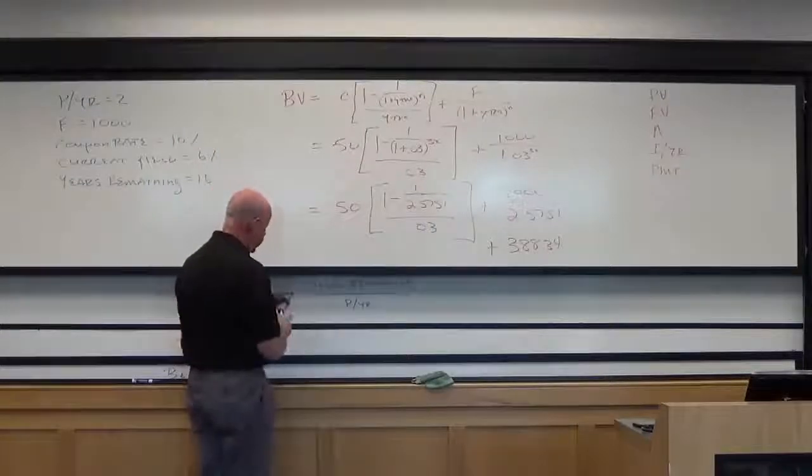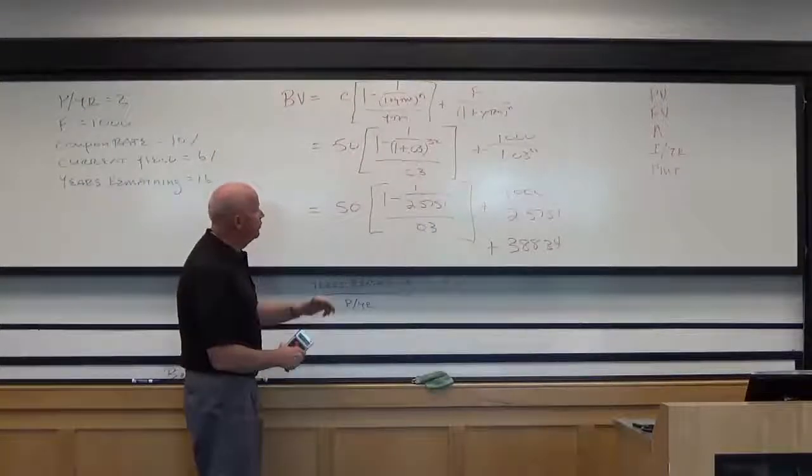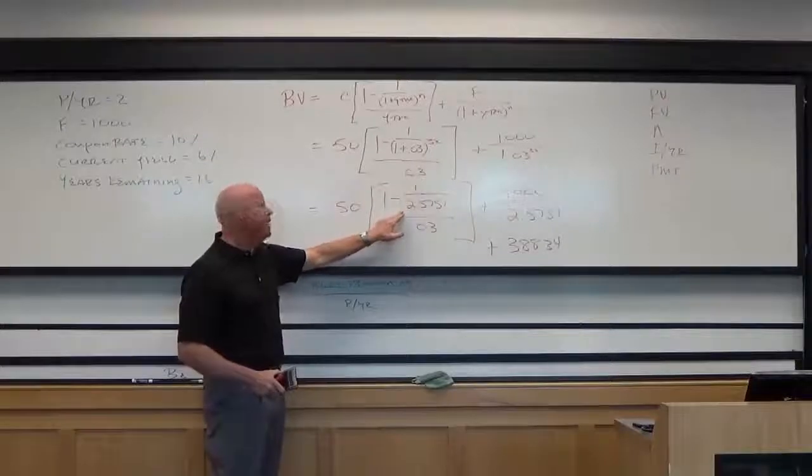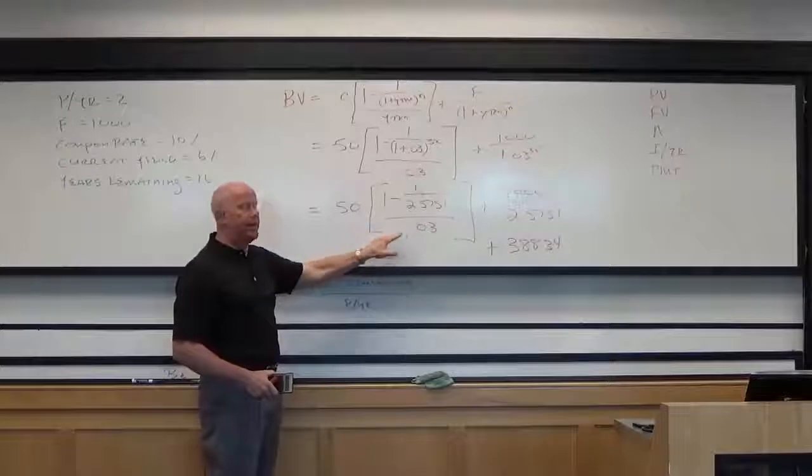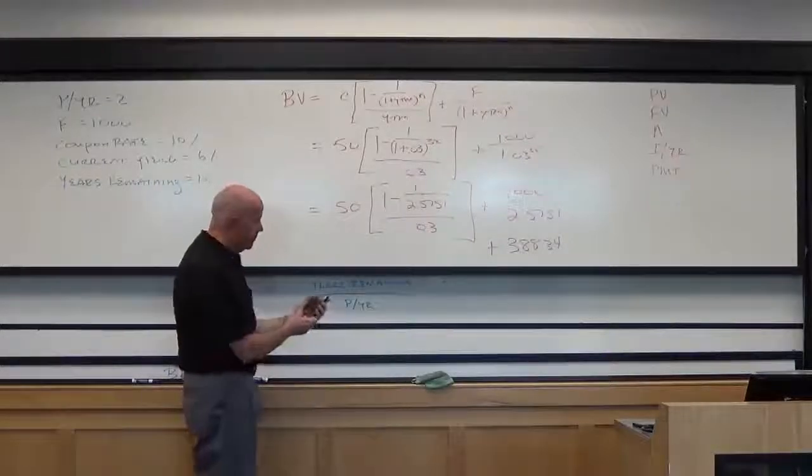And now I'll go ahead and calculate this part. It's a little bit more complex. I will start by calculating my fraction, and then I'll subtract that from 1, and then divide it by 0.03, and then multiply it by 50.